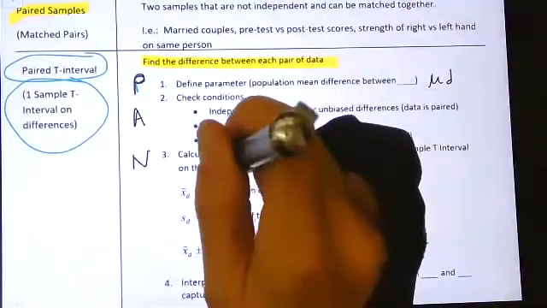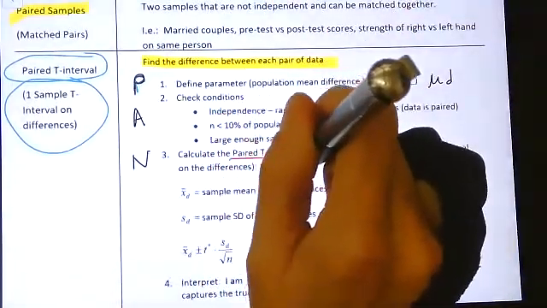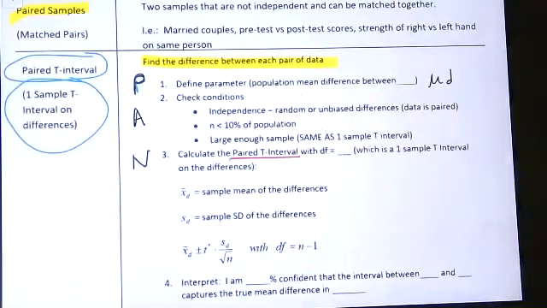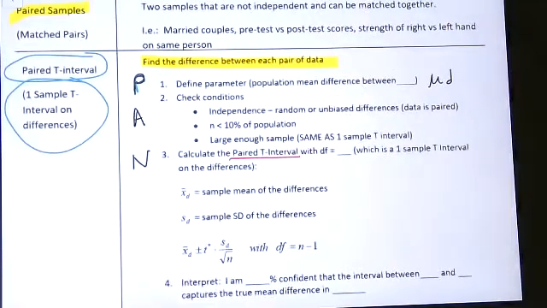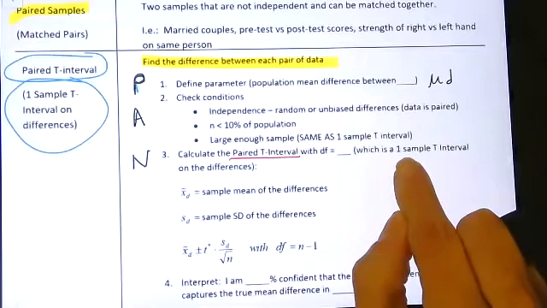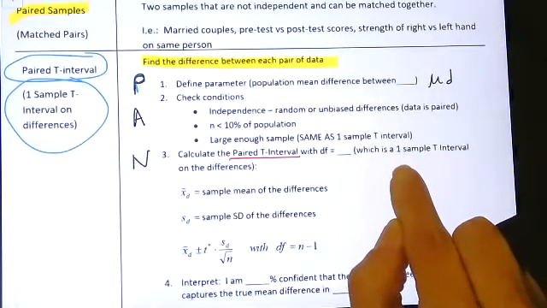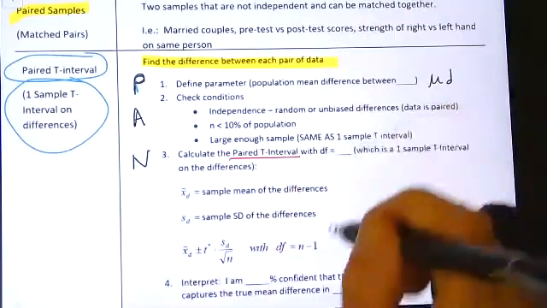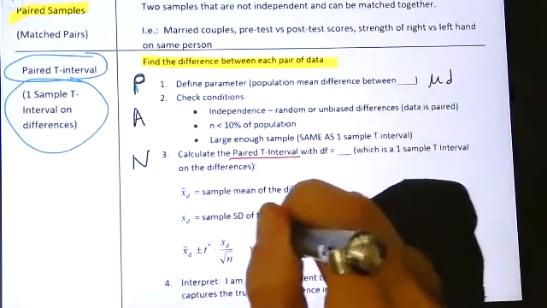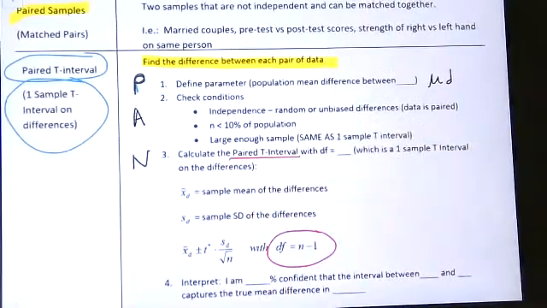Next, you name your test. What test or interval? Sorry, this is an interval. What interval are we going to do? We're going to do a paired t-interval. You can also call it a one sample t-interval for the differences, or a one sample t-interval for pairs, or something like that. Degrees of freedom. Your degrees of freedom is number of differences minus 1. So you're going to do a one sample t interval on the differences. Degrees of freedom down here are n minus 1, number of differences minus 1.